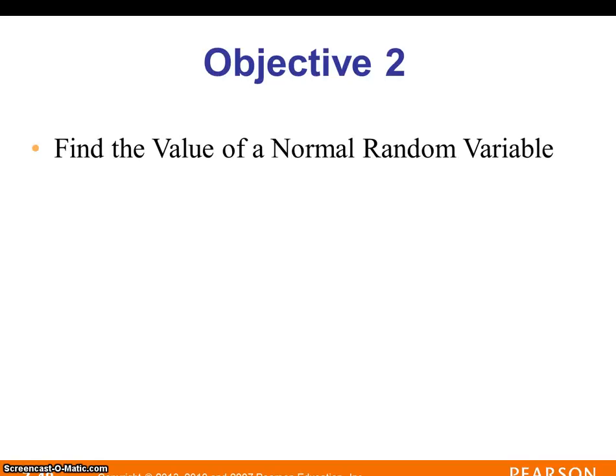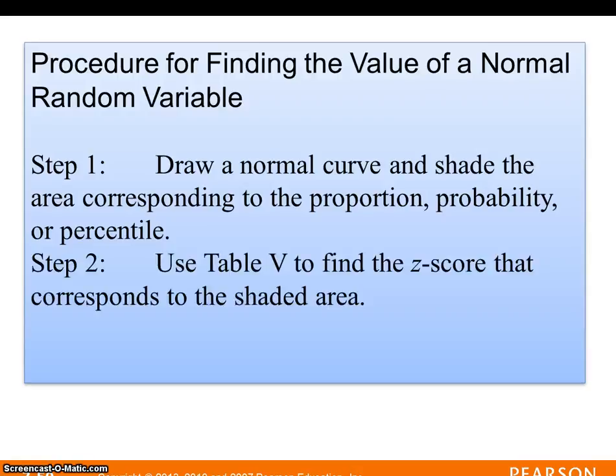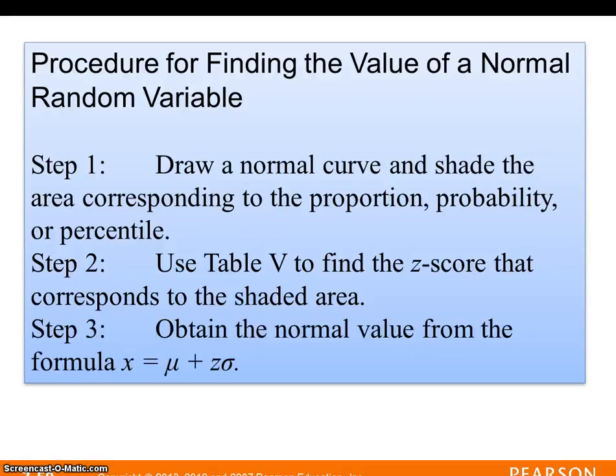So that brings us to objective 2, which is to find the value of a normal random variable. Basically, we want to draw the normal curve and shade the area corresponding to the proportion, probability, or percentile. Again, you don't have to do this. Then use table 5 or StatCrunch to find the z-score that corresponds to the shaded area, and then obtain the normal value from the formula x equals mu plus z times sigma.